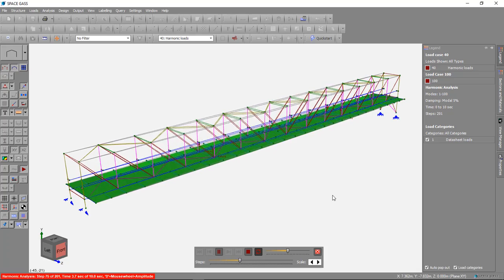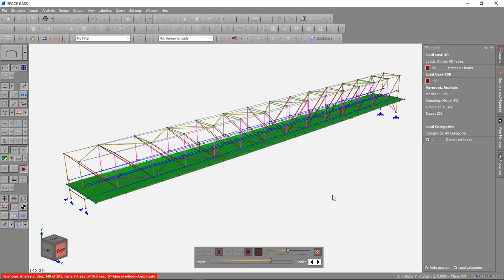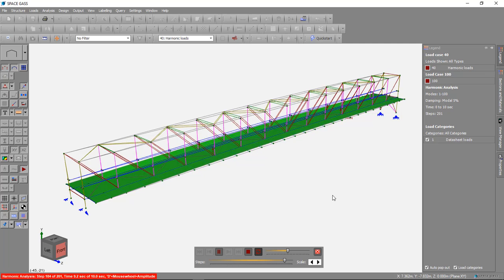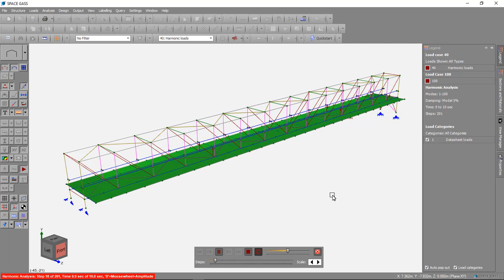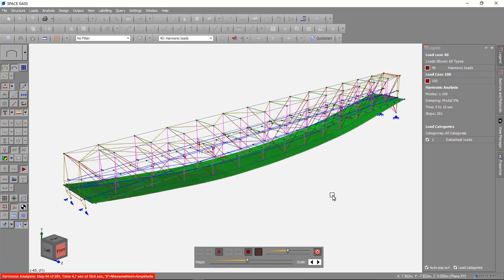So you can change the scale of the animation just by holding down the D key and rotating your mouse scroll wheel. If you ever try to get an animation and nothing happens like this, it's possibly because the scale is set too low. So in that case, just try holding down D and then rotate the mouse wheel forward until you see something happening.